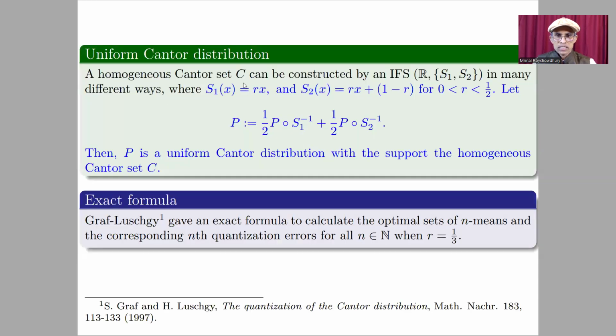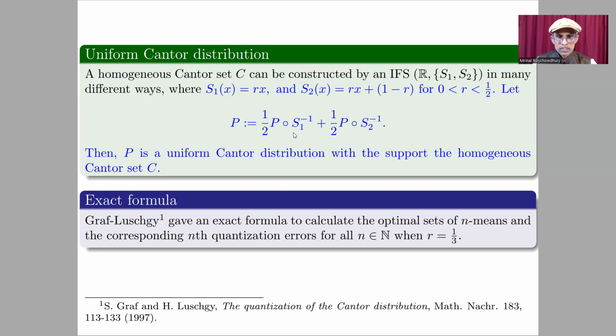A homogeneous Cantor set C can be constructed by an iterated function system in many different ways by two similarity mappings. One of them is S1, the other one is S2. S1 x equals r x, S2 x equals r x plus 1 minus r, where r lies between 0 and 1/2. The Cantor set C is called homogeneous because the two similarity ratios of the two similarity mappings are the same.